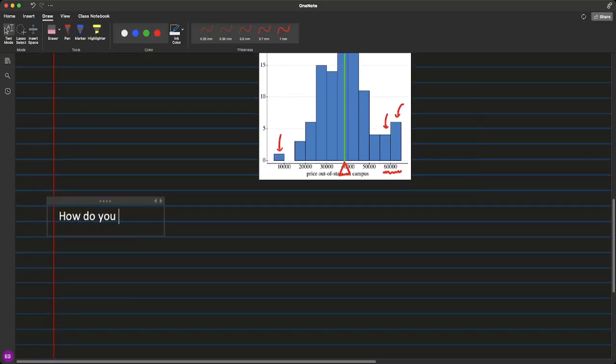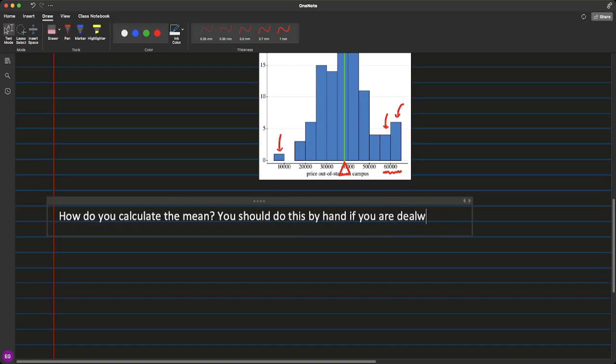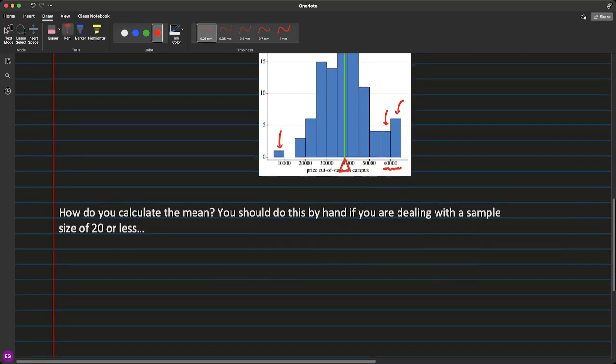Okay, so how do you calculate these numbers? How do you calculate the mean? You should do this by hand if you are dealing with a sample size of, I'd say, 20 or less. So let's say your data only has information about 20 or fewer subjects. You can actually do this by hand, and I'll show you how in a moment.